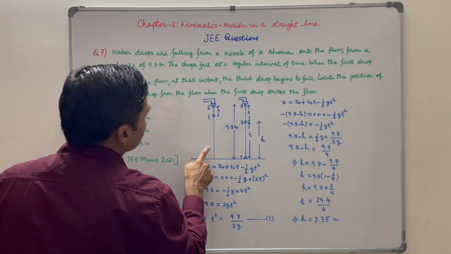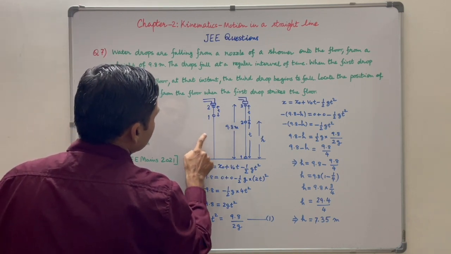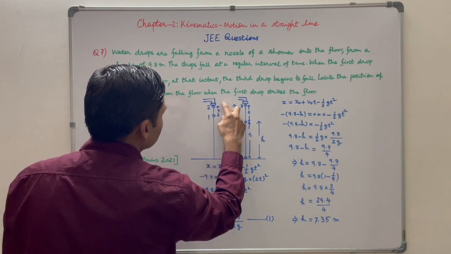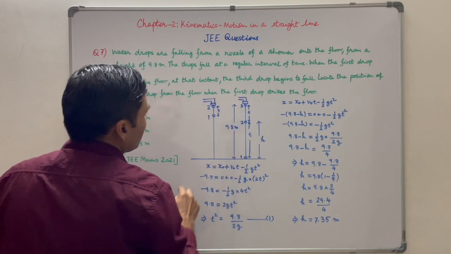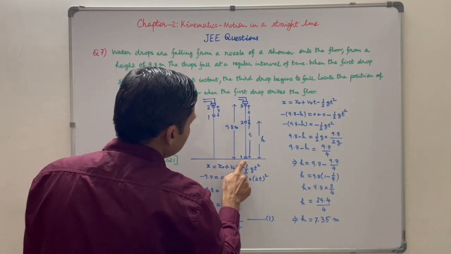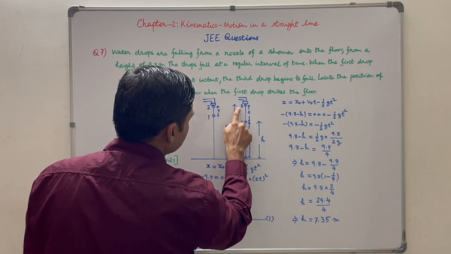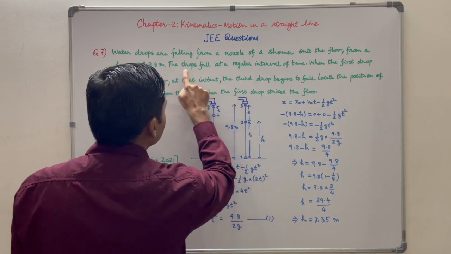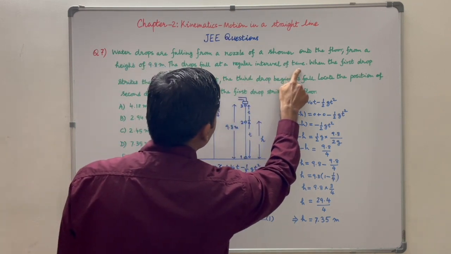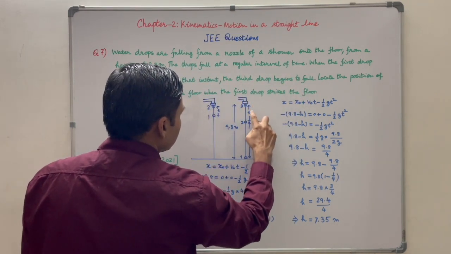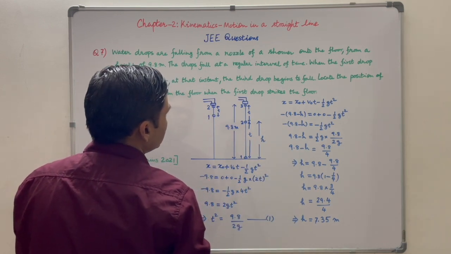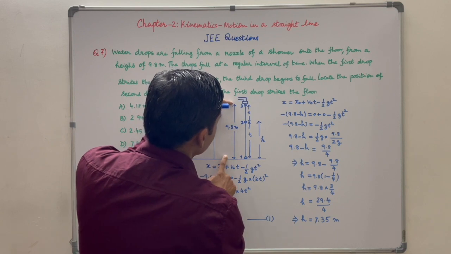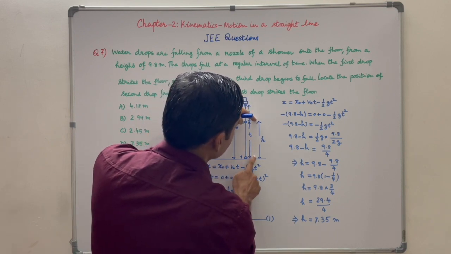So let us understand the question first. In this figure, drop 1 is here and drop 2 has just come out. Let us say time difference between them is t. In second figure, drop 1 has reached the floor. Drop 2 is here, drop 3 is here. Time difference between them will be same as it is given the drops fall at a regular interval of time. But the distance they travel will not be same as they are under accelerated motion. This height is given as 9.8 meter. We have to calculate this height.